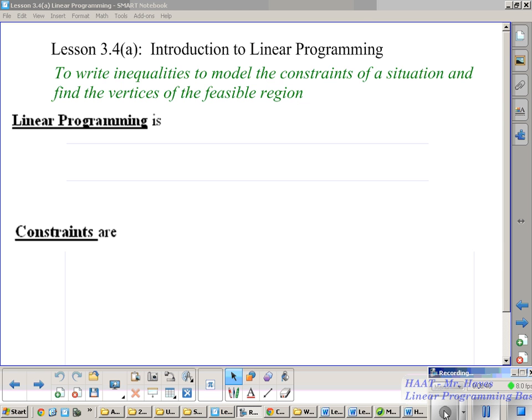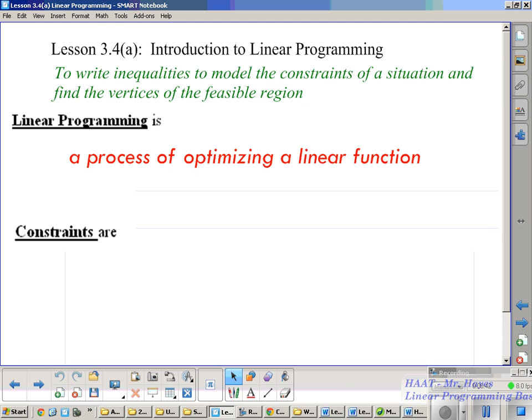And then linear programming is known as a process of optimizing a linear function. What we're going to do is have a function that we're going to plug all of this stuff into at the very end. What we want to do is look for the best points to try this out, and linear programming will allow us to find those best points.